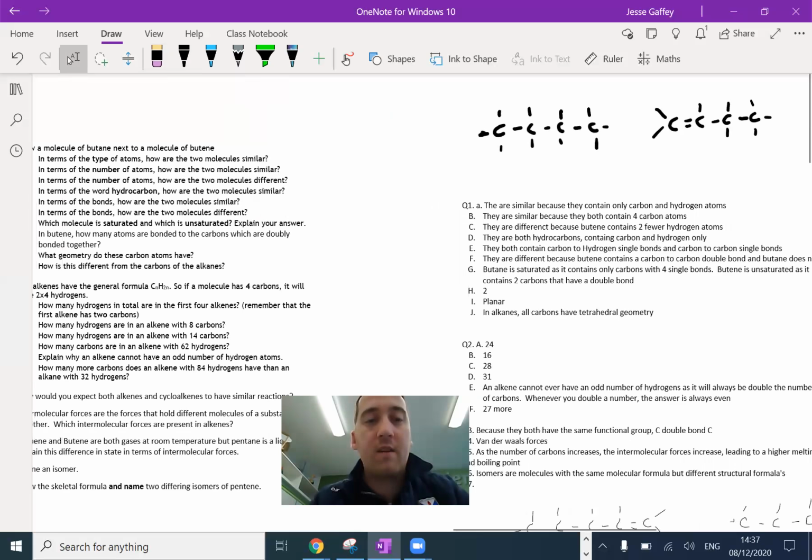In terms of the number of atoms, how are the molecules similar? Well, they're similar because they both contain 4 carbons. Now, maybe I should just draw in the hydrogens so it's clear when you're counting them, I'm going to draw them in here.